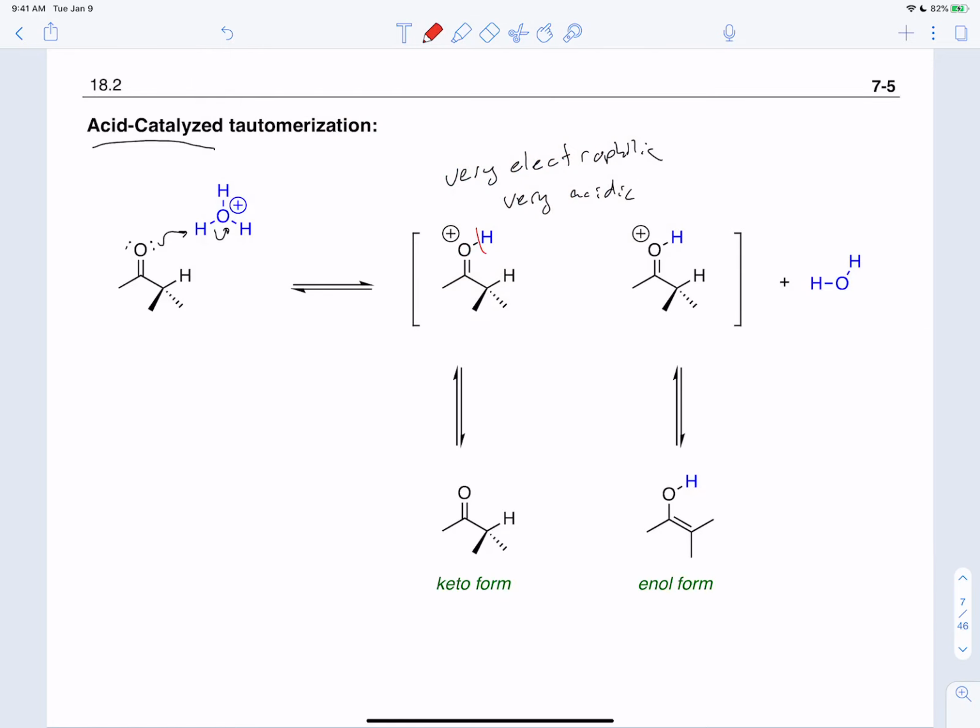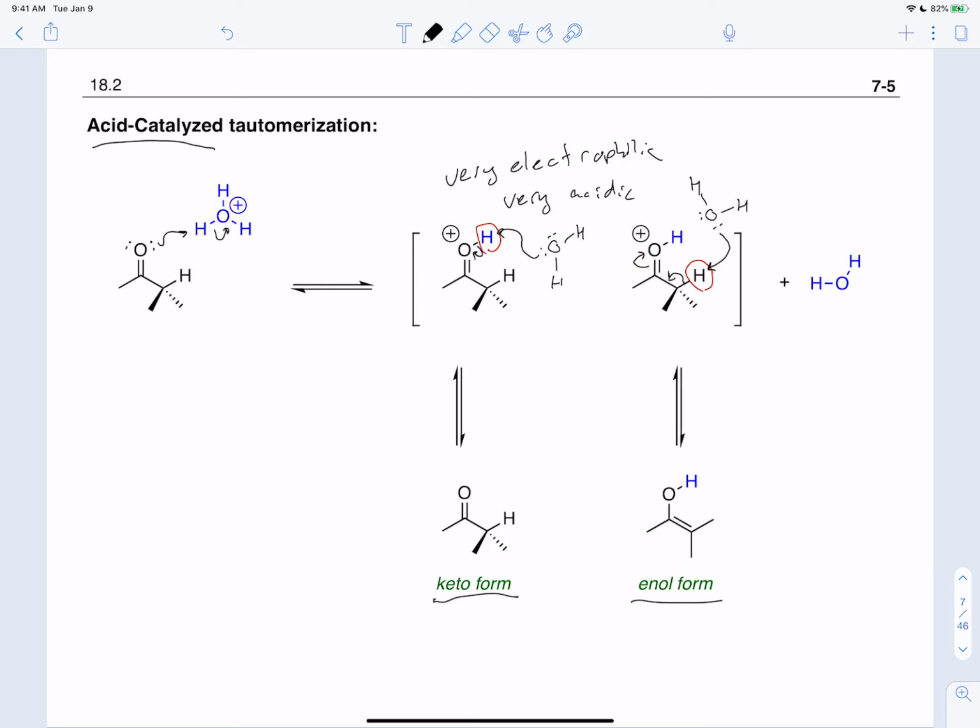So if we have our water molecule come back, this would be our base in this reaction, and if it simply took the hydrogen away from the oxygen, we would get our keto form back. Whereas now we have another option, where the water molecule could also deprotonate the carbon CH bond, and it will now lead us to the enol form.